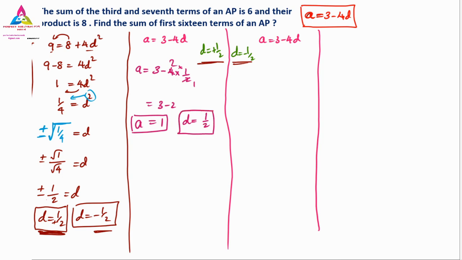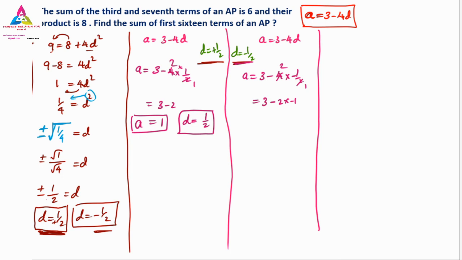So now we are going for the second part, where the d value is negative half, because we got 2 d values. So what is the a value now? A value is equal to 3 minus 4 into negative half. Now the d value I have to take as negative half. So 2 1s are 2, 2 2s are 4. So here we have 3 minus, here minus 2 into minus 1.